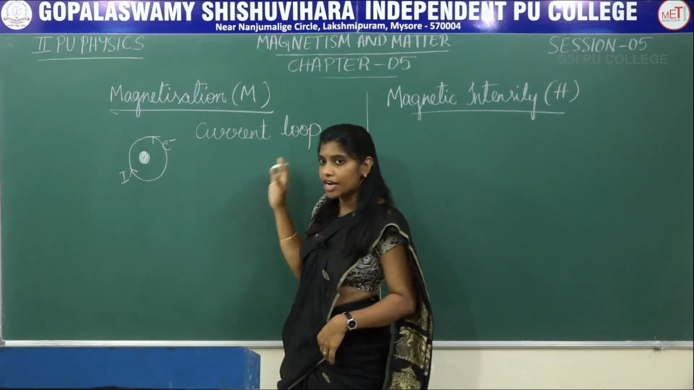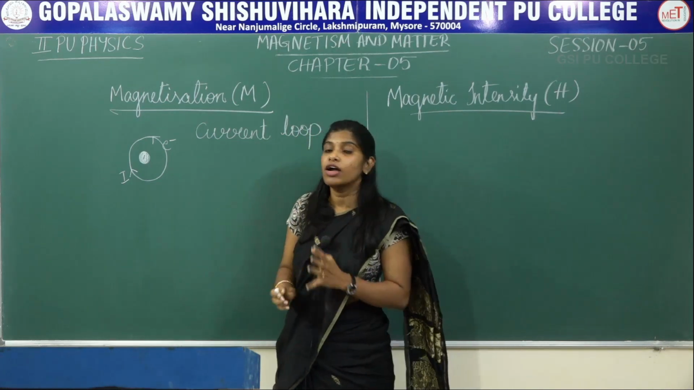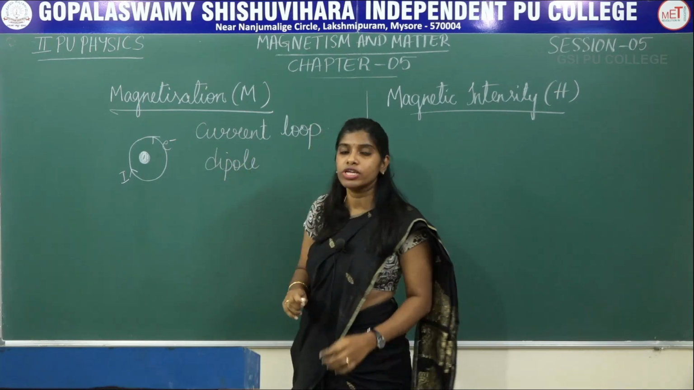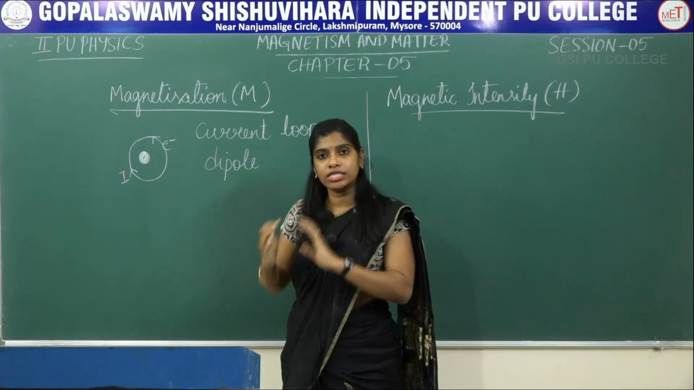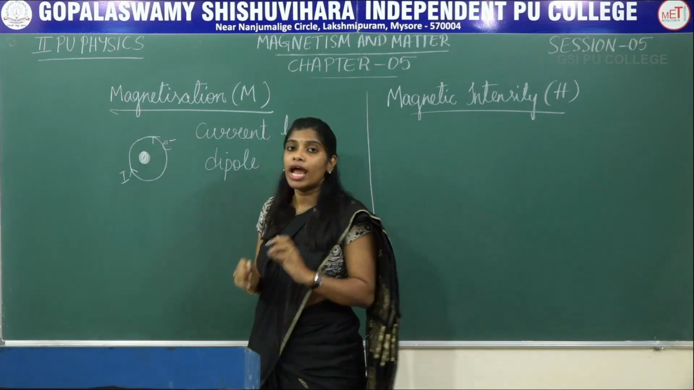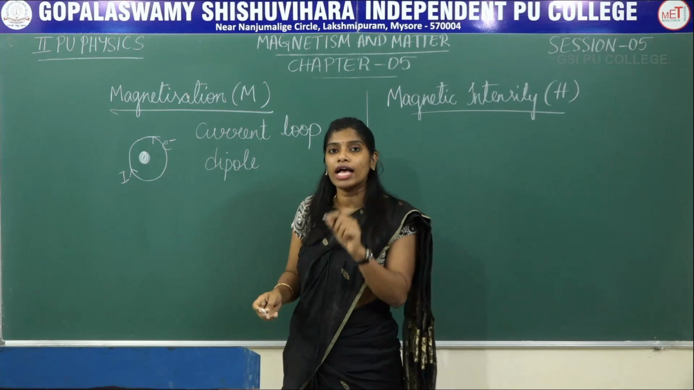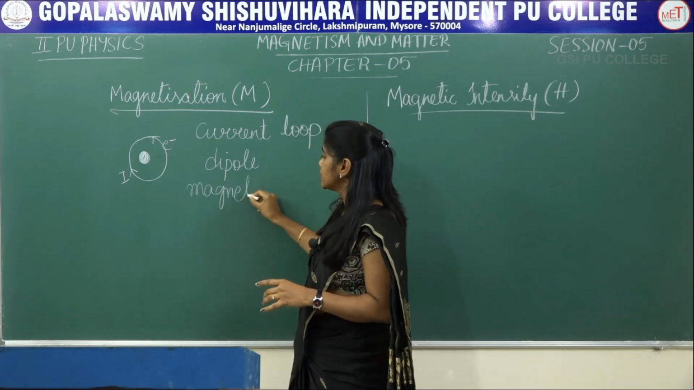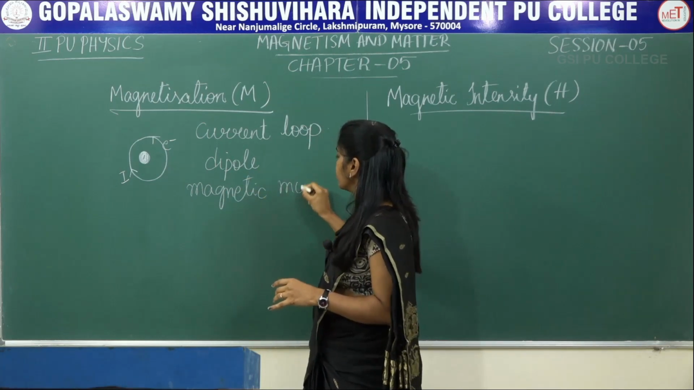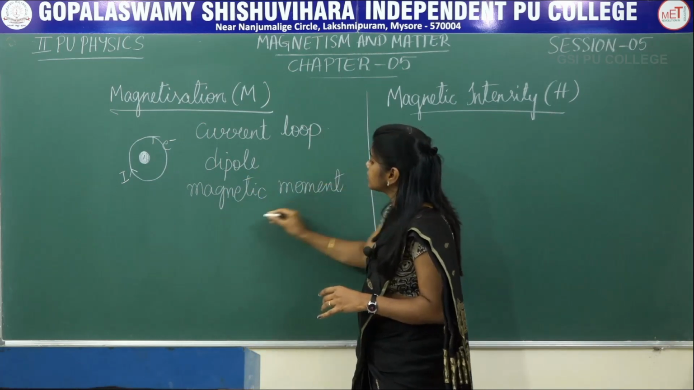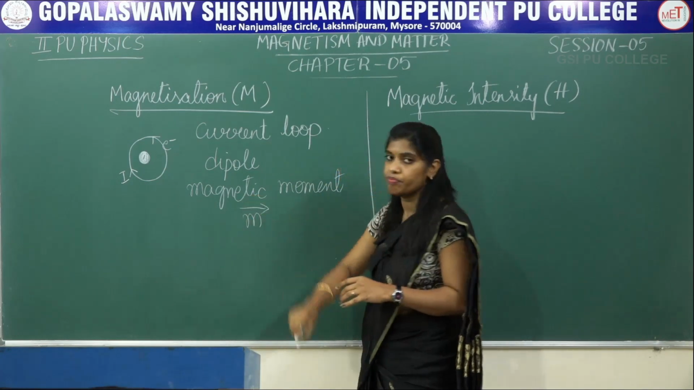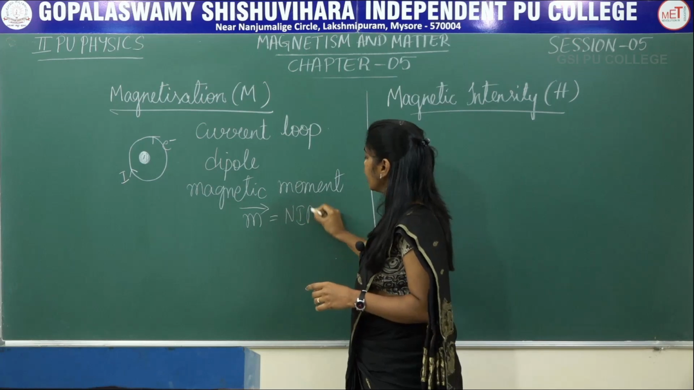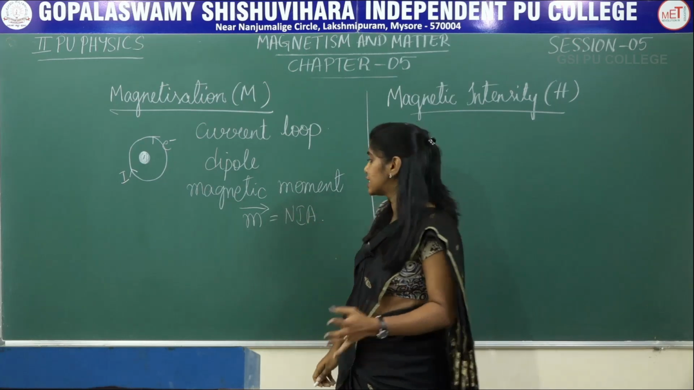If this is a current loop, it just acts like a dipole. So a current loop is nothing but a dipole. It has two poles, north and south. Since it is a dipole, it has a magnetic moment, which is denoted by the letter M, and the magnetic moment formula is given by NIA, which you have already studied.